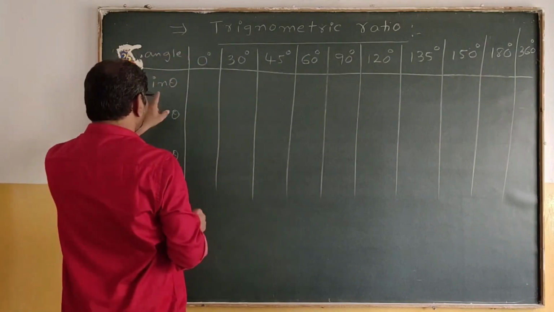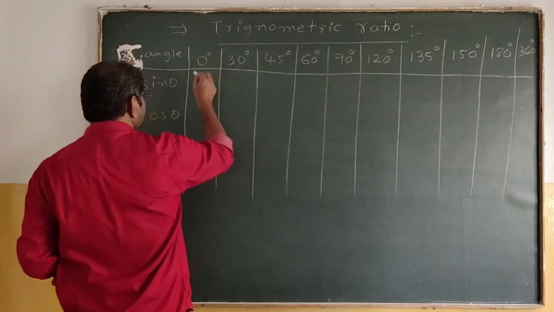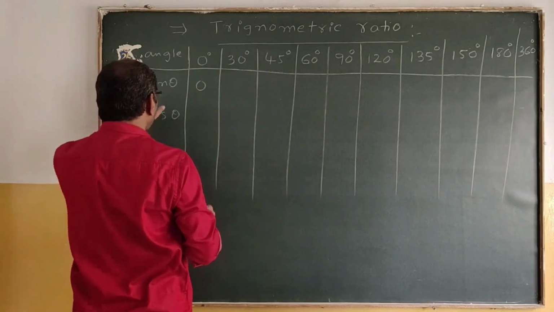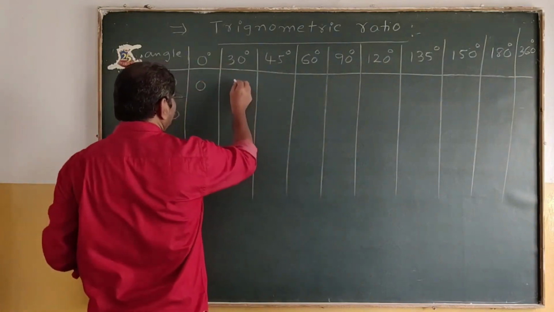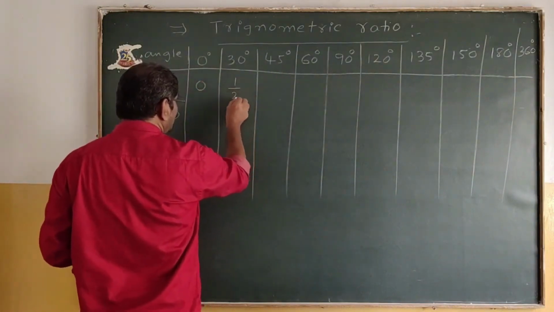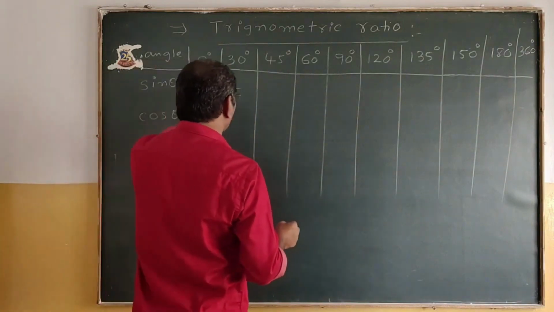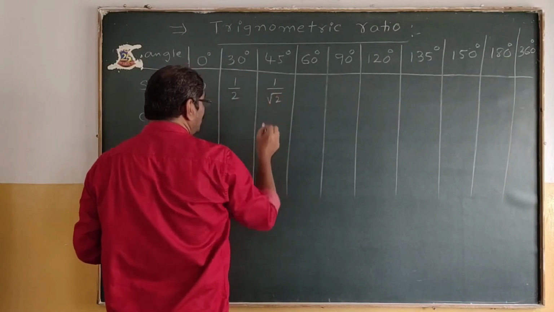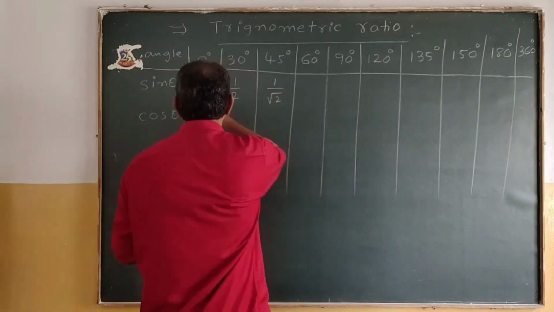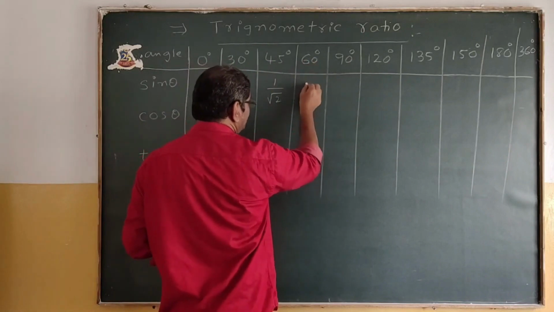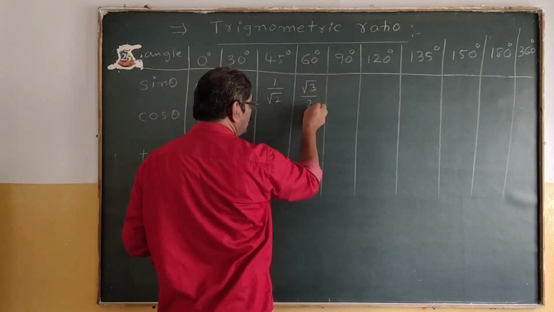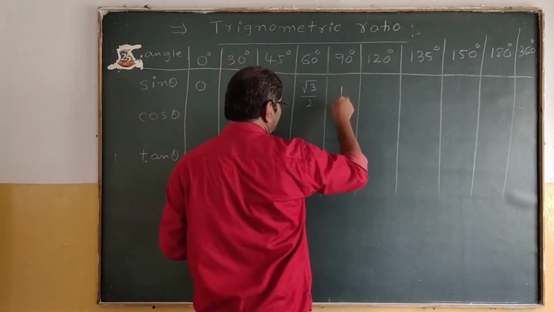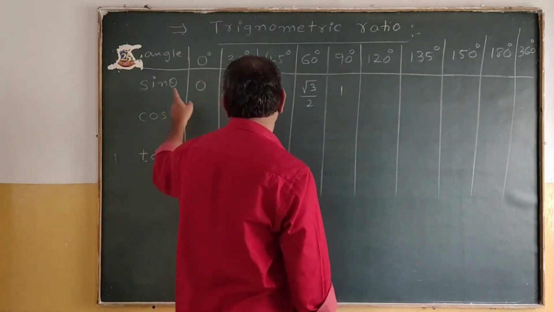Now remember, sin 0 degree will be numerically equal to 0. Sin 30 degree will be numerically equal to 1 by 2. Sin 45 degree will be numerically equal to 1 by root 2. Sin 60 degree will be numerically equal to root 3 by 2. Sin 90 degree will be numerically equal to 1.